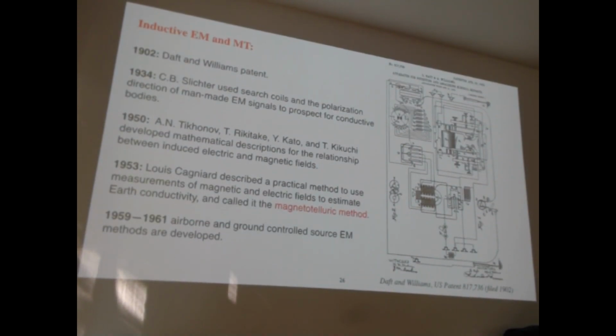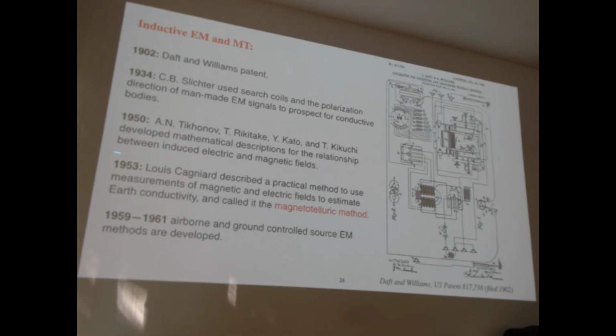And then inductive EM. As far as I can tell, this is the beginning of controlled source EM methods. This is a patent from Daphne Williams, where they were creating alternating currents and using them to try and search for ore bodies. An apparatus for detecting and localizing mineral deposits. As far as I can tell, that's the first use of controlled source EM in geophysics.